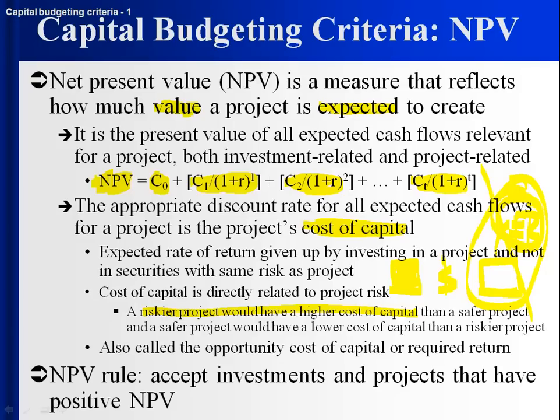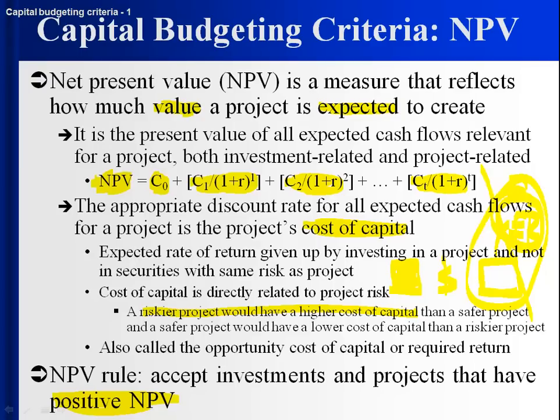So what is the rule? The rule is to accept investments in projects that have positive NPV. Here's the idea. The NPV captures the present value of all expected cash flows. So you can think of it as the present value of the cash that goes out plus the present value of the cash that goes in. Well, if NPV is positive, then the present value of the cash that goes in is greater in magnitude than the present value of the cash that goes out. And that is a good situation.